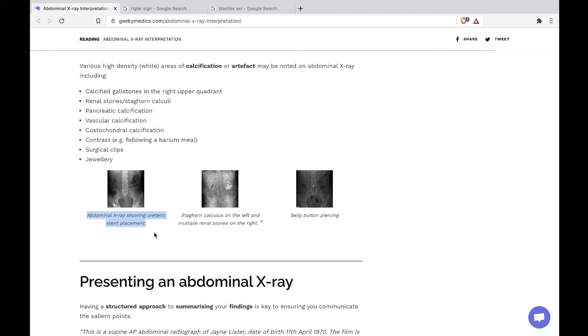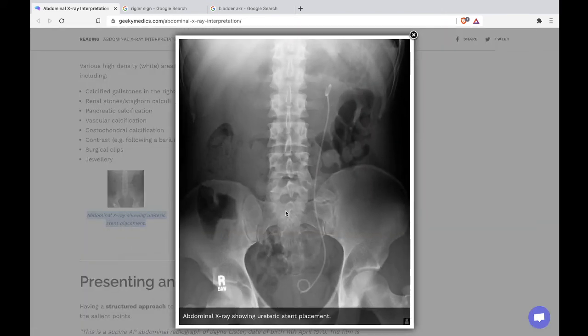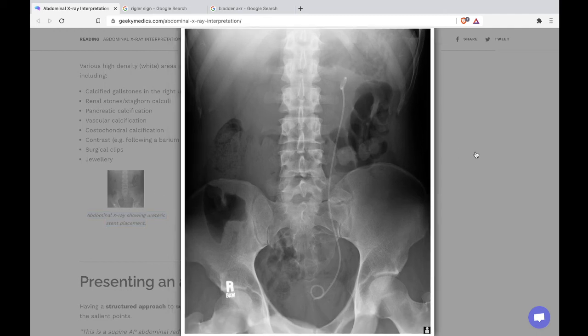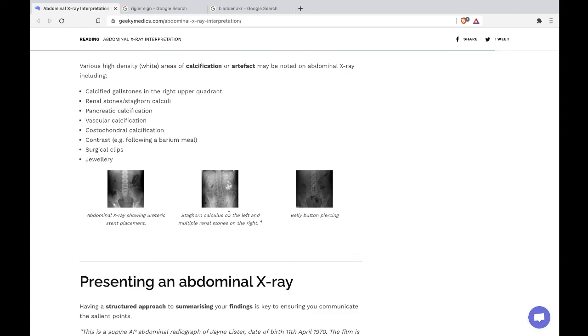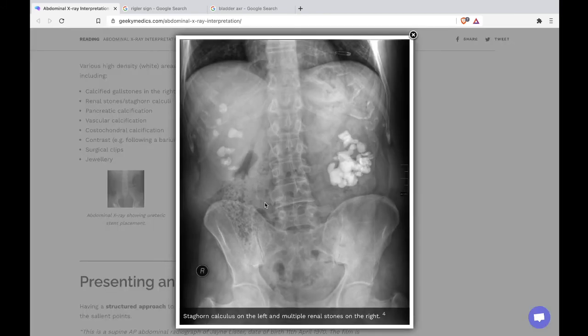Abdominal x-ray showing ureteric stent placement. So there's a ureteric stent. So it goes up the ureter and into the kidney, I suppose. It's a foreign body. Staghorn calculus on the left and multiple renal stones on the right.